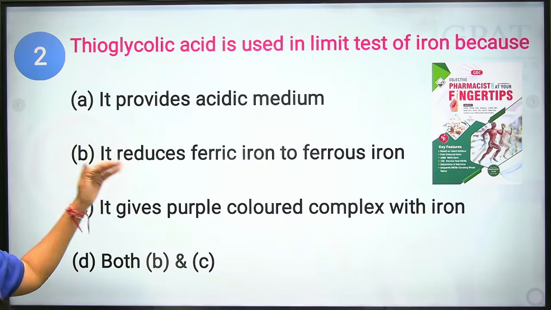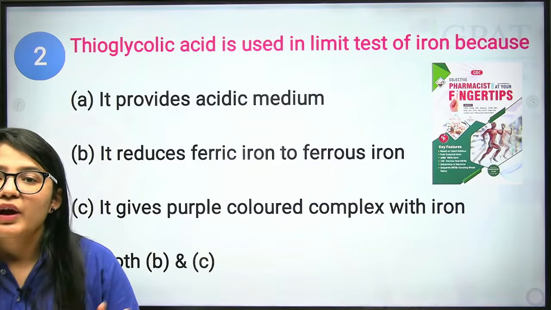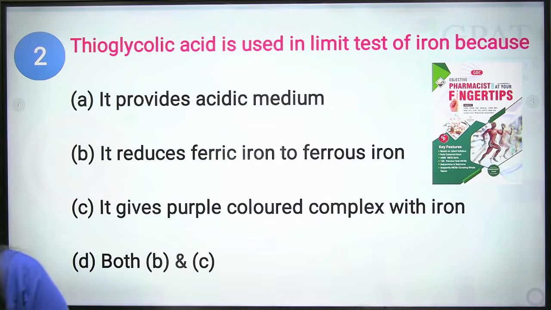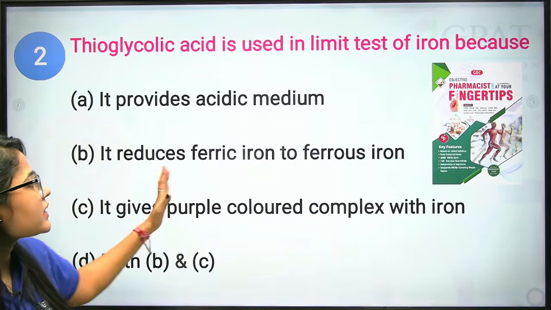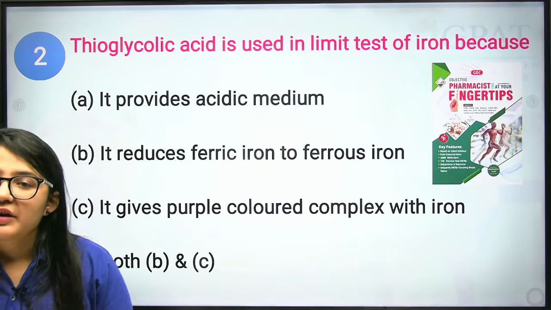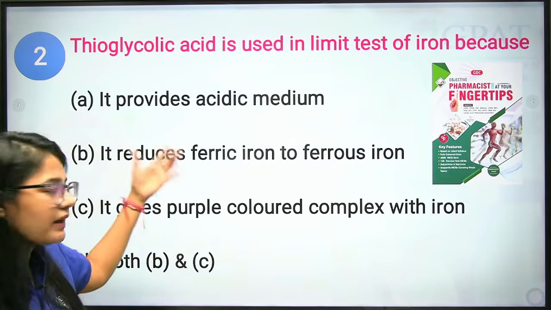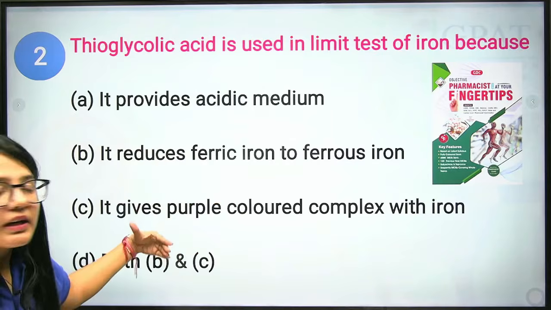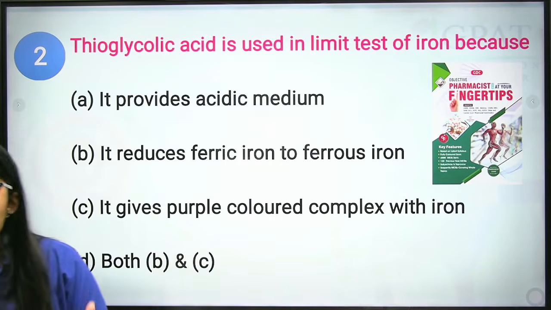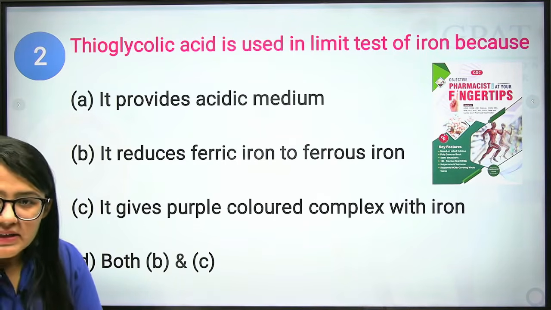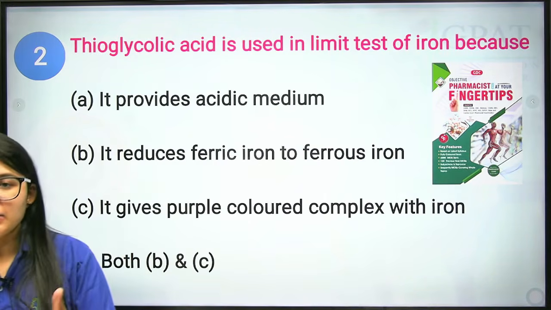Option says it provides acidic medium. So no, this acid is not used for increasing the acidity of a solution or to make the solution acidic. This is the wrong statement. It reduces ferric ion to ferrous ion. Definitely, this acid is used in the limit test of iron, and in turn it reduces the ferric ion form, that is Fe3+ to Fe2+, the ferrous ion form. Clear? Okay, fine. The acid acts as a reducing agent.